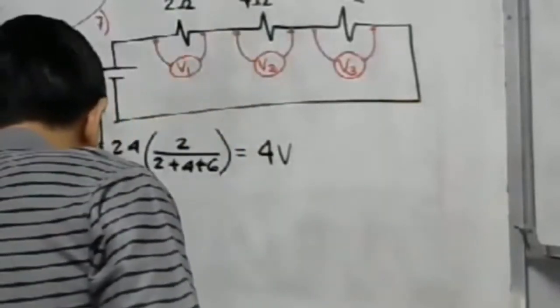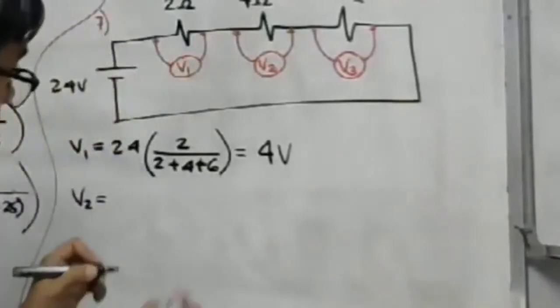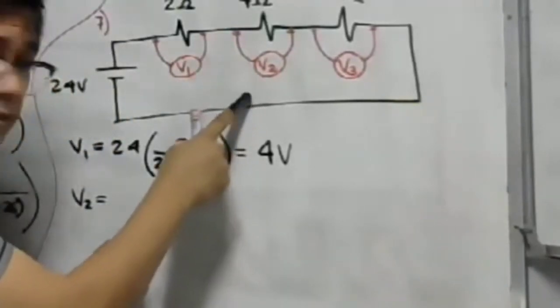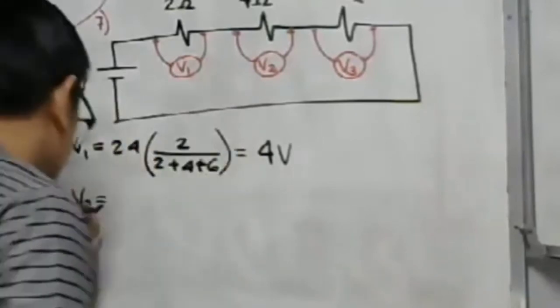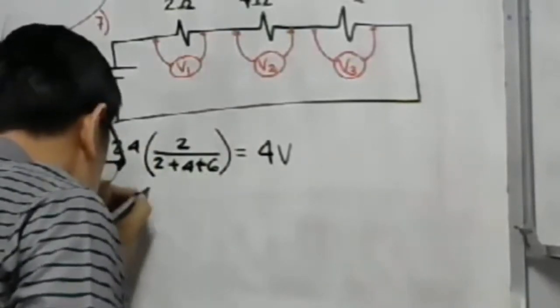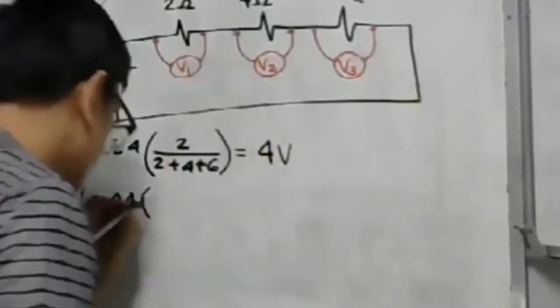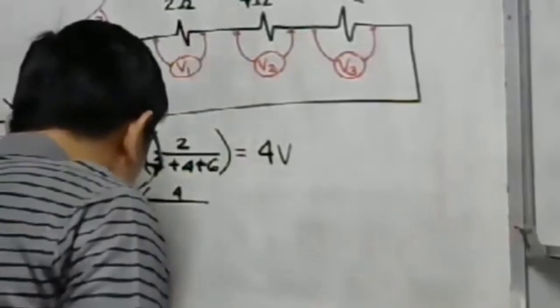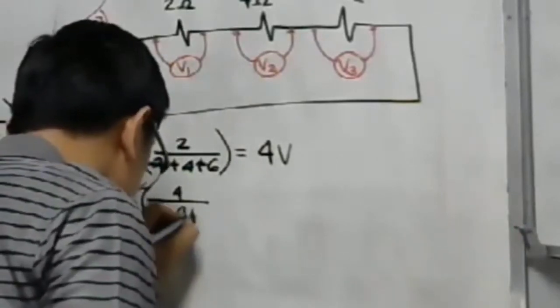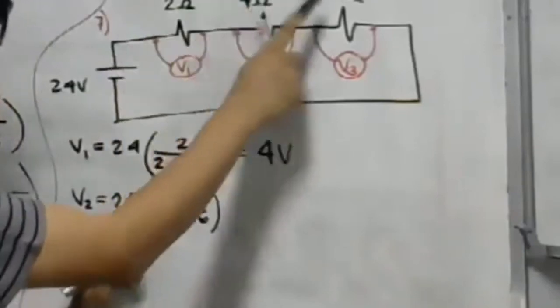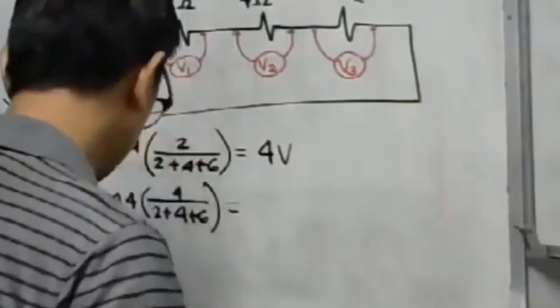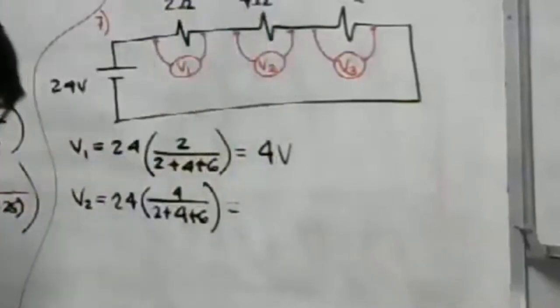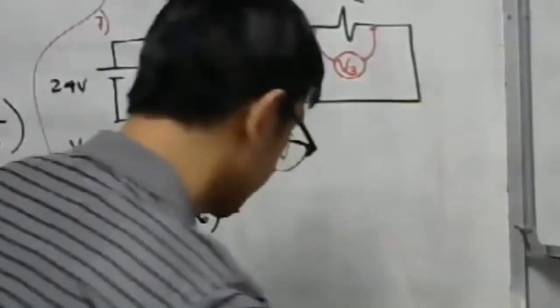Okay, so let us go with V sub 2. Take a look here at our V sub 2, guys. Here, our V sub 2 is the total voltage 24, then the opposite resistance is 4, and then divided by 2 plus 4 plus 6, the total resistance. So it is equal to, what is that value? 24 times 4, then divided by 12. The answer is 8 volts.